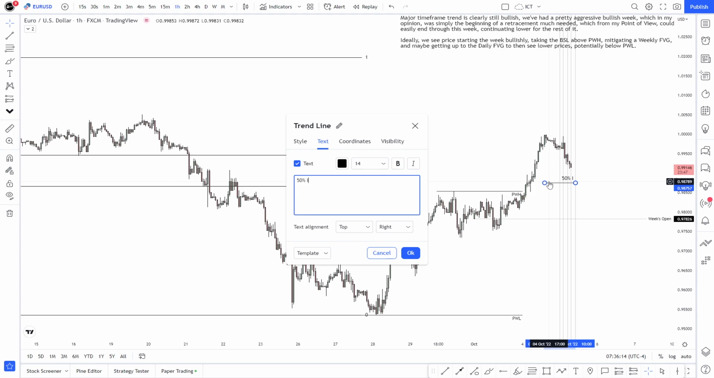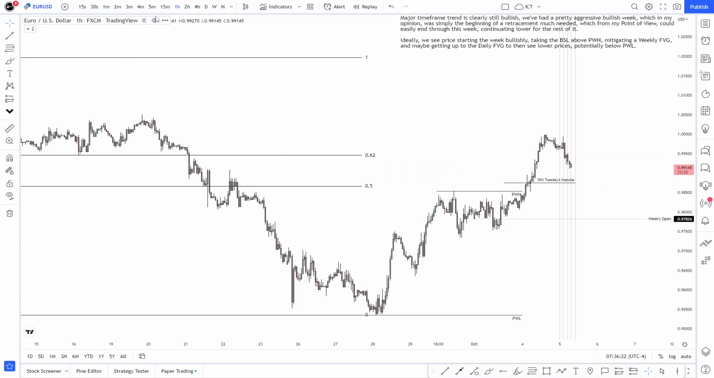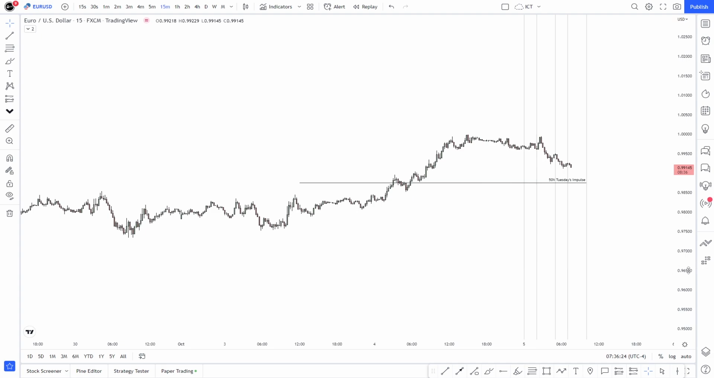50%, multiple states. Let's make that tinier. That, and we zoom in, we're gonna be all right.